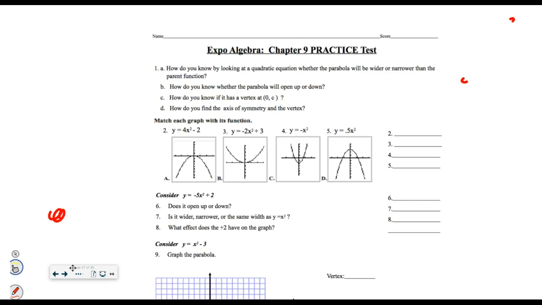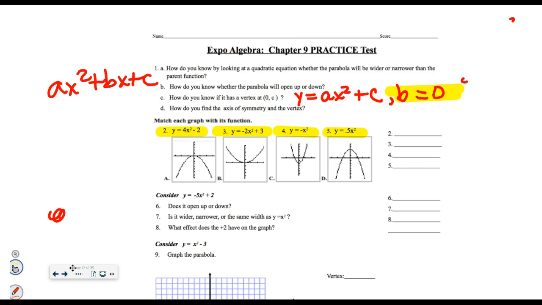For part C, how do you know if its vertex is at 0, comma? And that's when you see y equals just ax squared and then just a number. Like here, 4x squared and a minus 2, negative 2x squared and a 3. And so on all of these, what we've got basically is that b term equals 0. You won't see it. So you should write down when the b equals 0. And remember, the b is what's in front of the x term. So anytime you don't see an x in it, its vertex is going to be at 0, comma something.